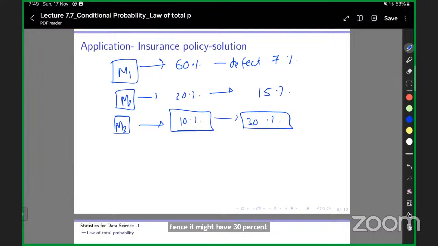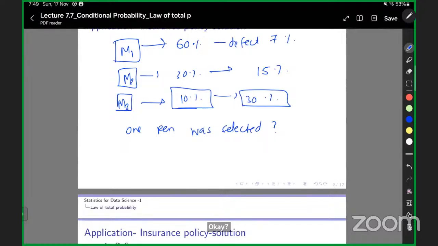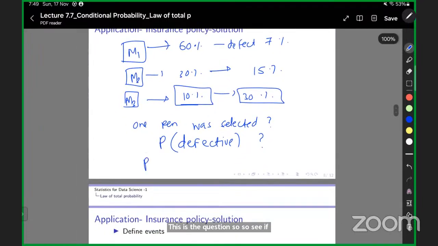Now, let's say one pen was selected. Then what is the probability that it is defective, right? So that's my question. One pen is selected and we want the probability of it being defective. This is the question. If I did P of maybe D1 plus D2 and D3, it will not work, right? That's how you can't solve this question.